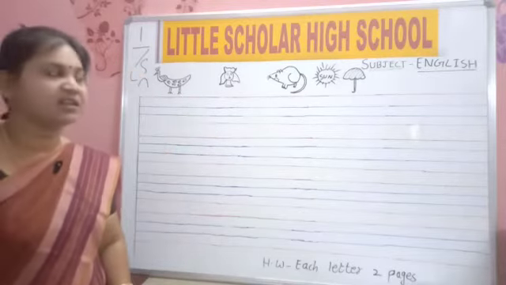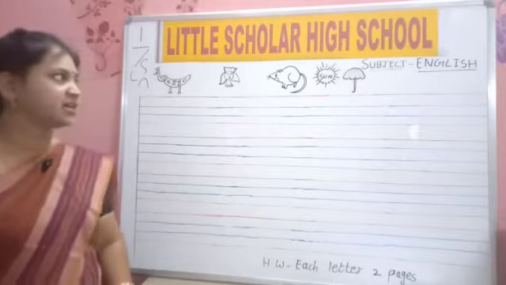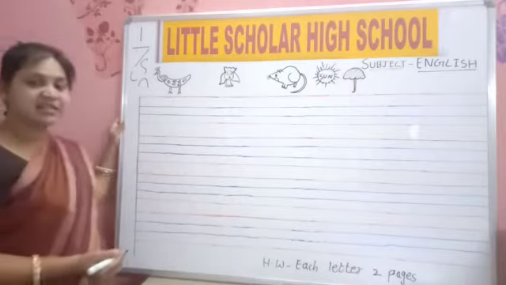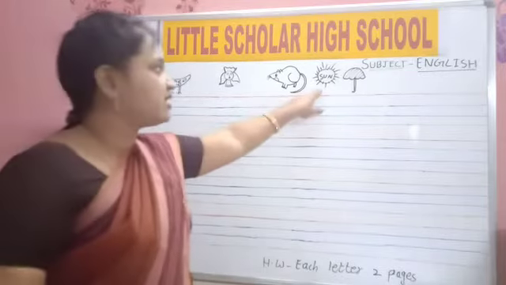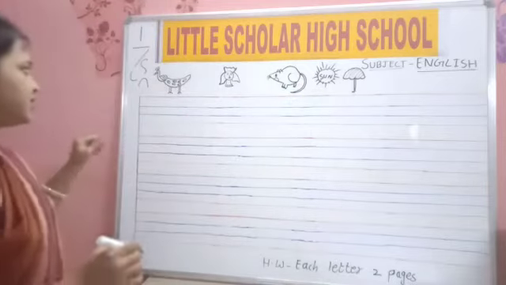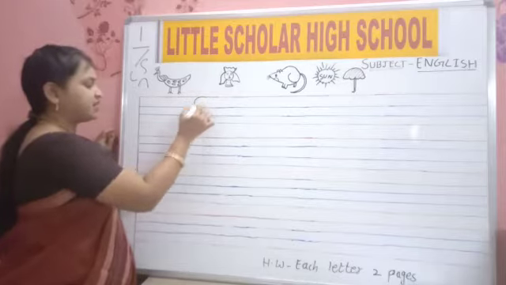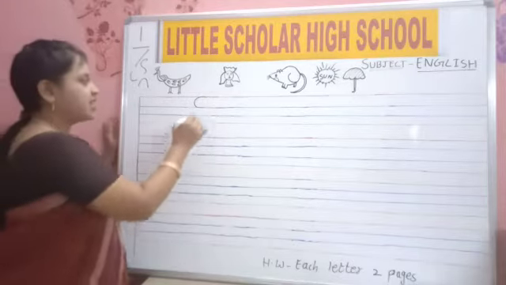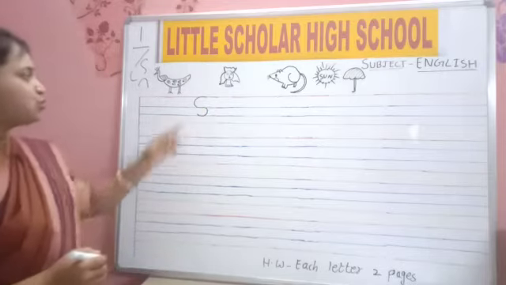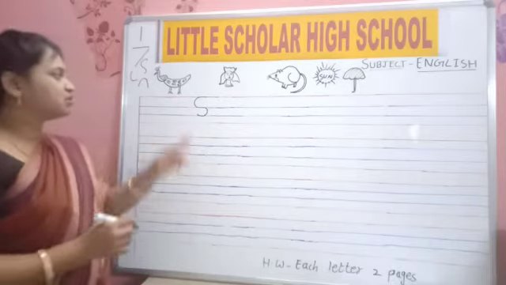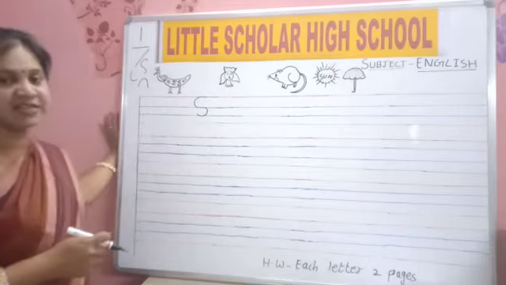Yes, now shall we learn letter S? S for sun. Say S for S-U-N, sun. See the board. How to write S? Start from the red line and one curve. And one more curve down. This is capital S. Two curves only. This is capital S. S for sun.